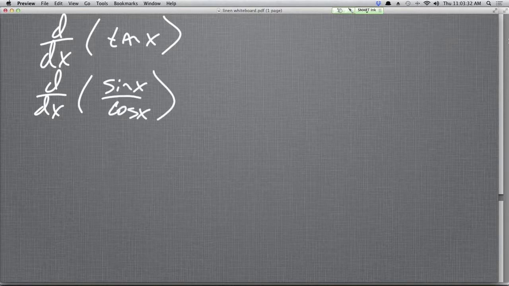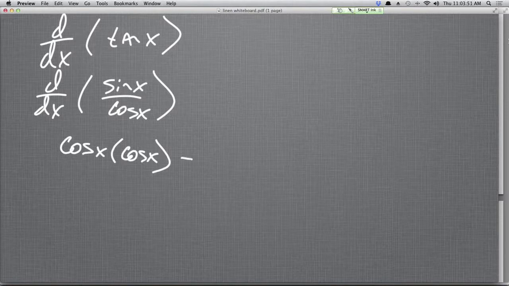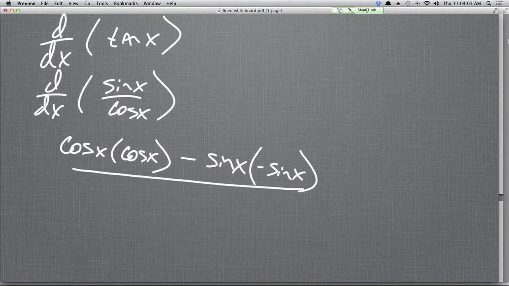If I change tangent to sine over cosine, then what do I need to do to find the derivative? You have to do derivative of sine. Oh, no, you have to do quotient rule. I have to do quotient rule. So the quotient rule says the bottom times the derivative of the top, because the derivative of sine is cosine, minus the top times the derivative of the bottom. What's the derivative of the bottom? Negative sine. Over the bottom squared, which would be cosine squared.